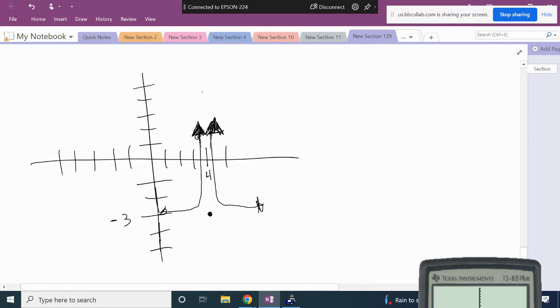Okay, let's take a look at the rational, the reciprocal function. So I'll give you a second just to sketch that out, and we're going to do the exact same thing.